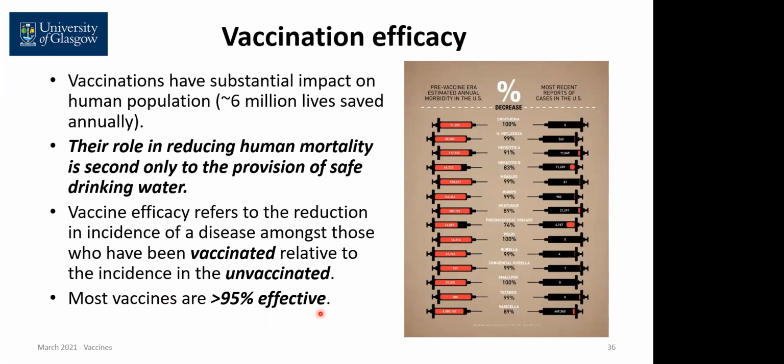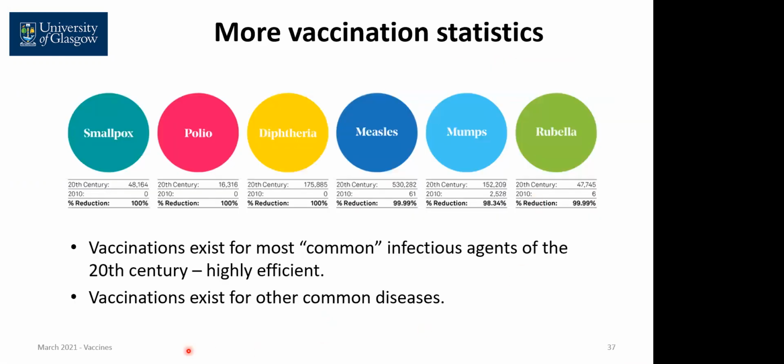So I don't think there's any accurate statistics for how effective COVID vaccines are. And I think this is simply because they've only recently been produced and we don't have any long-term studies assessing how effective they are. But there is, I think, some postulation that they may be anything from about 70 to 90% effective, the current two that are being administered in the UK. So it's just some more statistics just to emphasize how effective vaccines are.